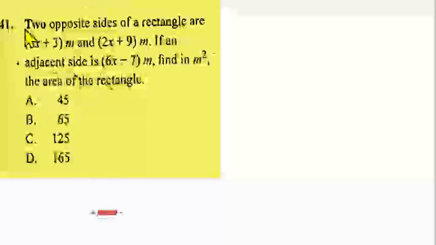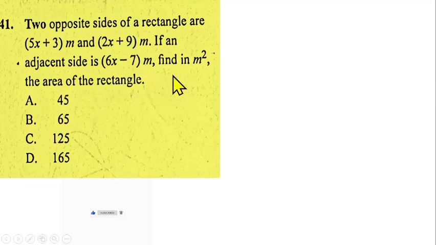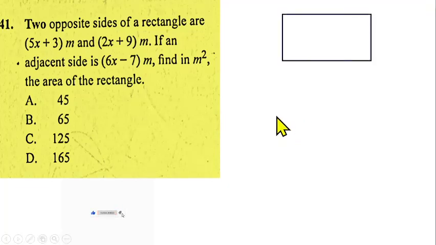So question number 49 is from plane mensuration. Two opposite sides of a rectangle are 5x plus 3 meters and 2x plus 9 meters. If the adjacent side is 6x minus 7 meters, you have to find, in meters squared, the area of the rectangle. So if I sketch the diagram for us, this is the rectangle, then the opposite sides of the rectangle: this is equal to 5x plus 3, and the opposite of it will also be 2x plus 9. Because they are equal, we are just selecting one side to be the equal one.